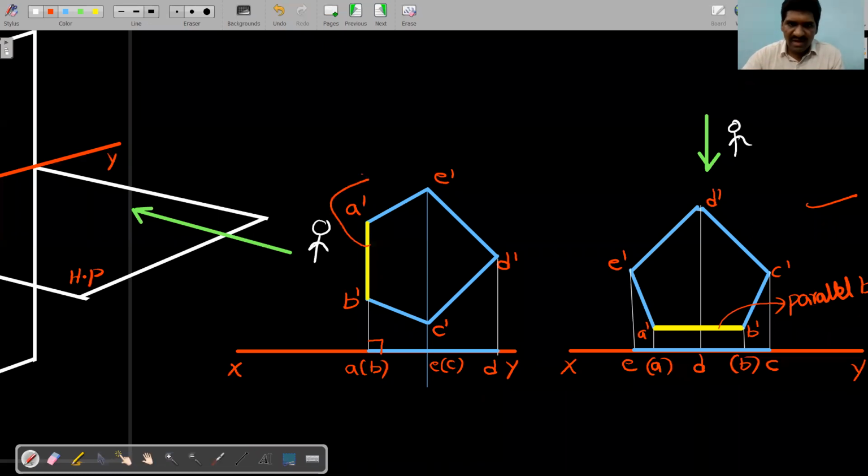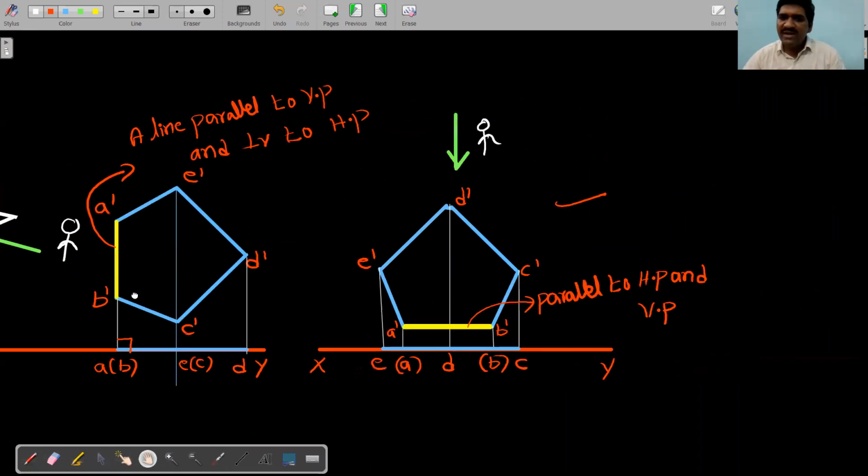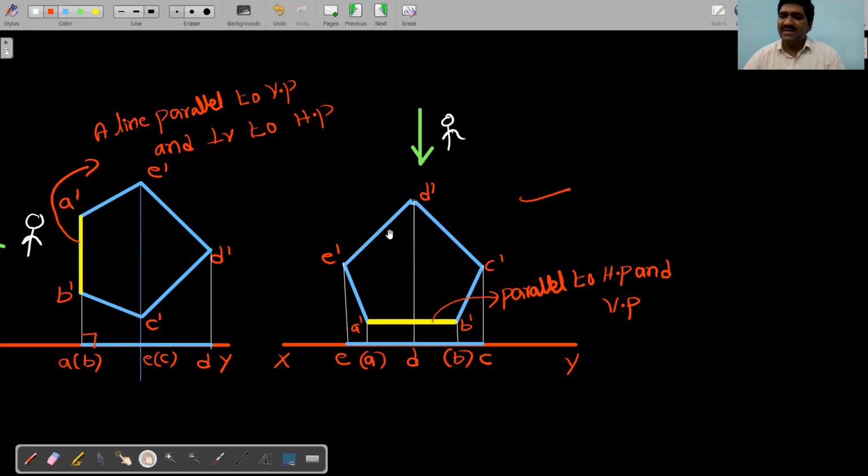Okay, so where can we have a line parallel to the vertical plane and perpendicular to the horizontal? This is the picture. So in the examination, what will he specify as the condition? If he specifies this condition, you have to draw the pentagon like this. If he specifies this condition, you have to draw the pentagon like this.